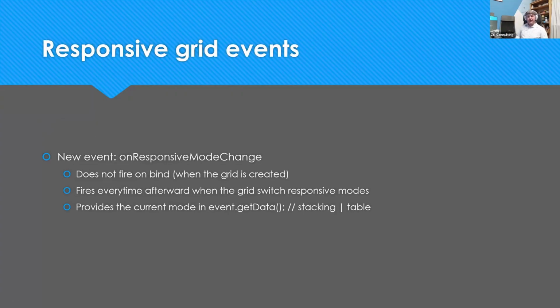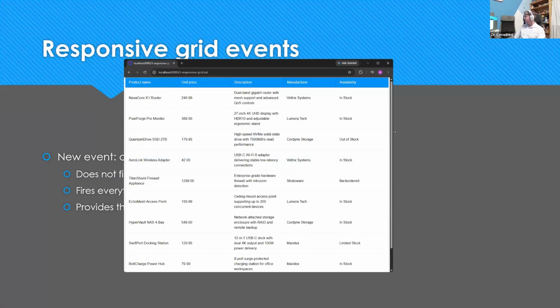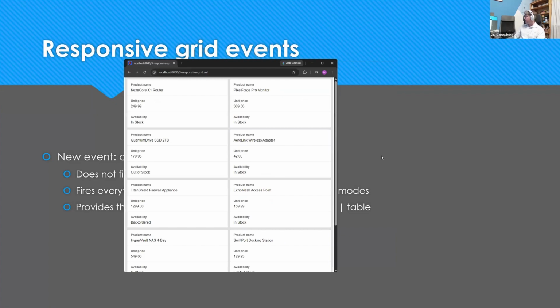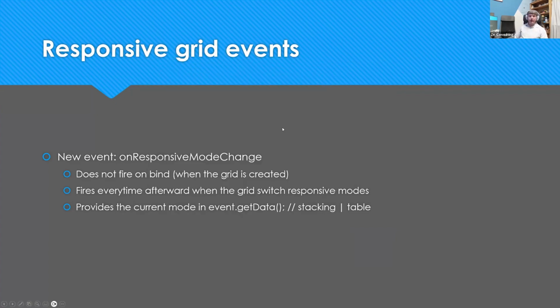New events. This one is actually more interesting, so I'm going to spend a little bit more time on it. When you change the size of your grid from a responsive step to a different responsive step, so in this case, when I go from the desktop mode to the responsive mode here, the responsive grid will now have an event that you can listen to in order to do something at that stage, if you need to catch when this occurs. This new event is the onResponsiveModeChange.